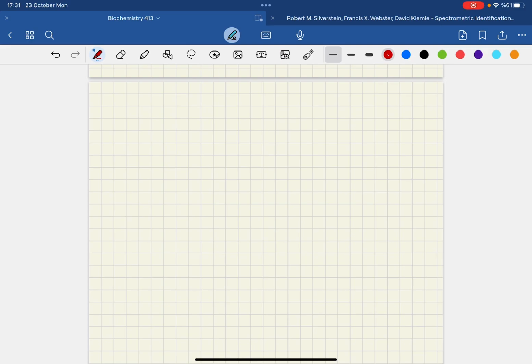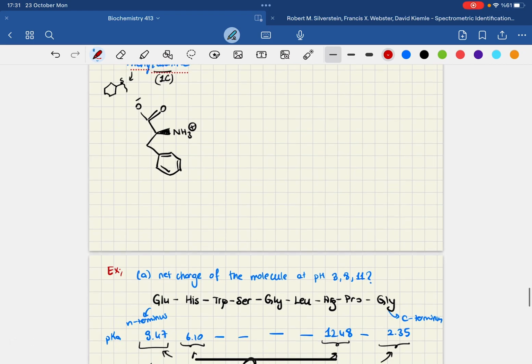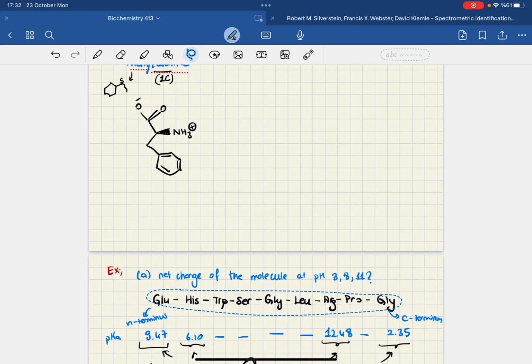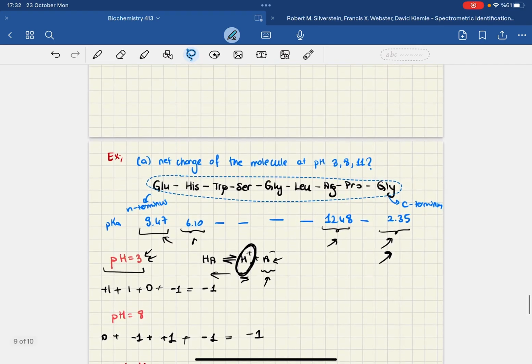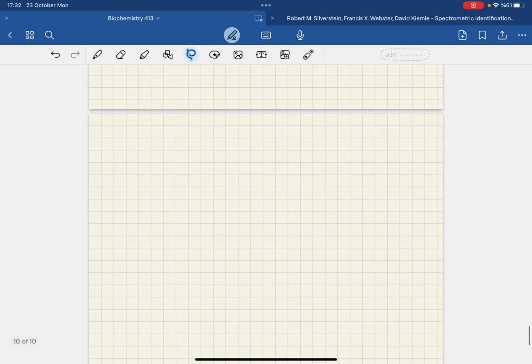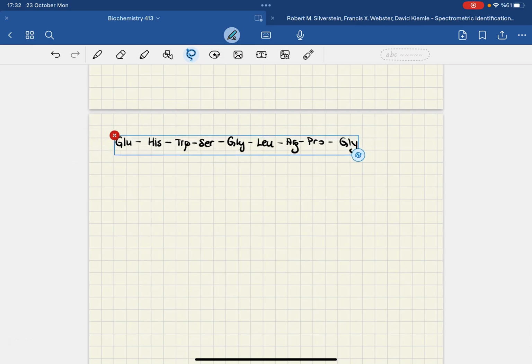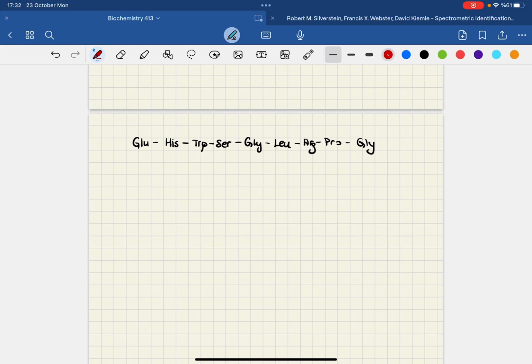And now we will start by solving a problem about amino acids. We will have a long molecule composed of amino acids, and we will find the net charge of this molecule at different pHs. So first of all, let me just take the question itself, and let me try to explain how we can do this.